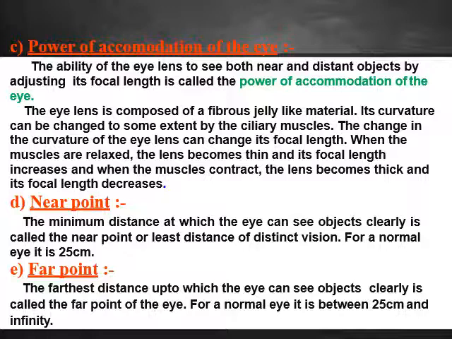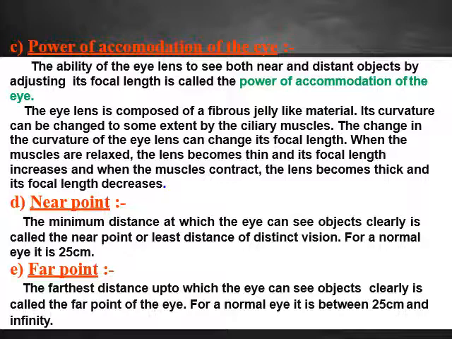When the muscles are relaxed, the lens becomes thin and its focal length increases. And when the muscles contract, the lens becomes thick and its focal length decreases. So by this we get two points, that is near point. The minimum distance at which the eye can see objects clearly is called near point, or least distance of distinct vision. For a normal eye, it is about 25 centimeter.